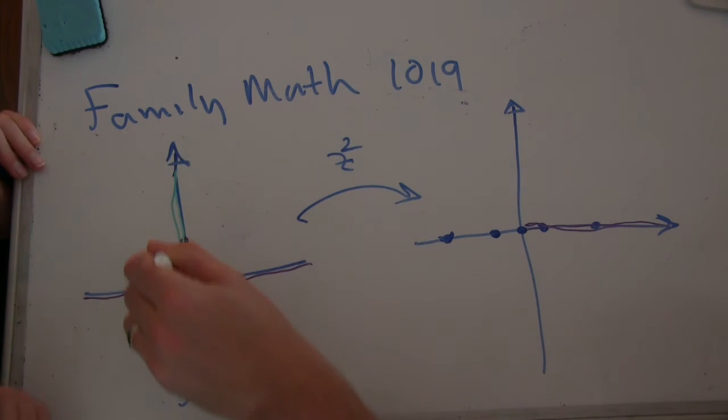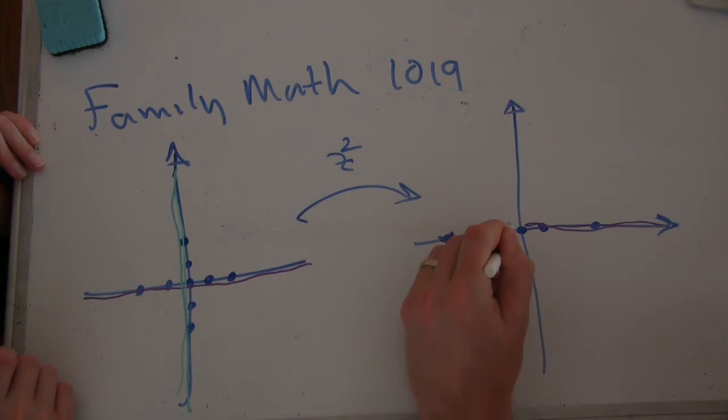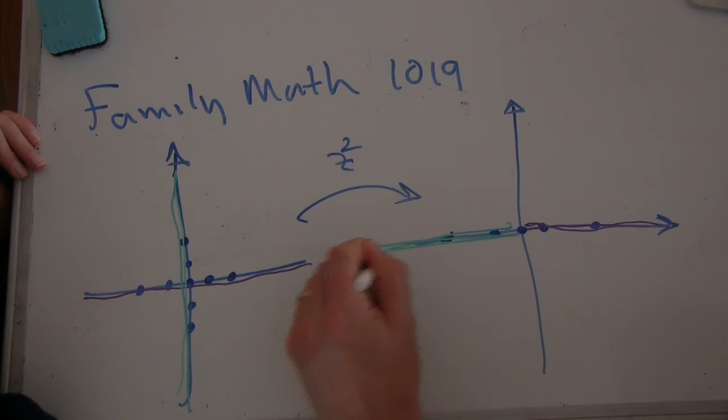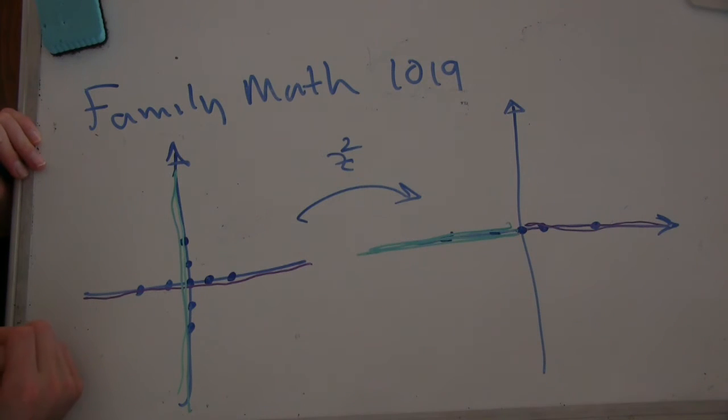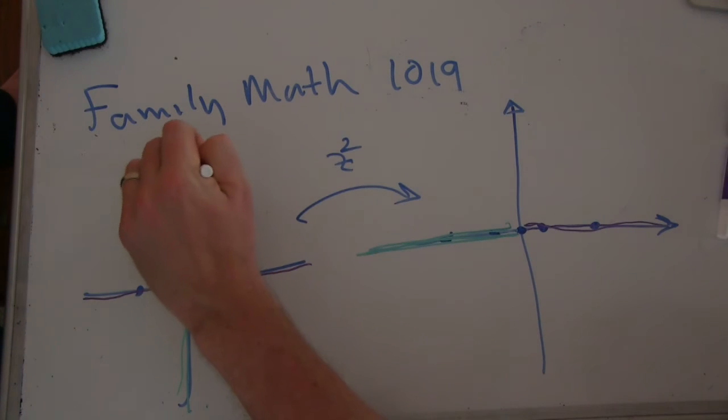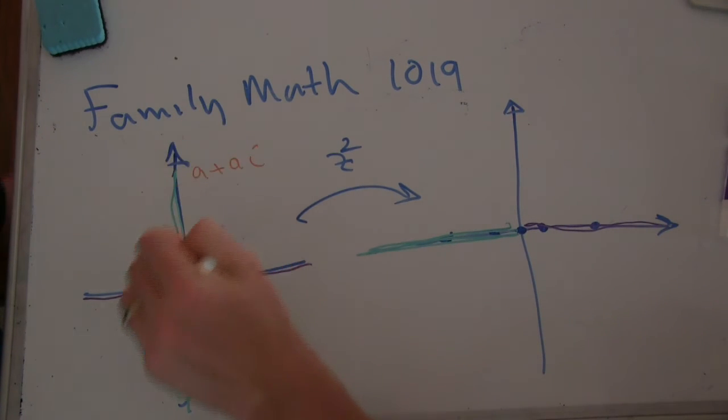The green marker's not so great, but that's alright. It goes over here. And zeros on both of them. So we have something interesting happening. So let's pick one more line here, maybe numbers of the form a plus ai. Something like that.